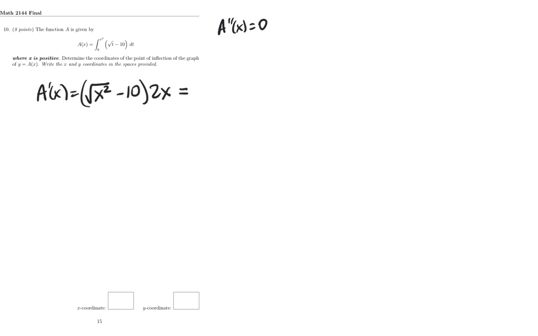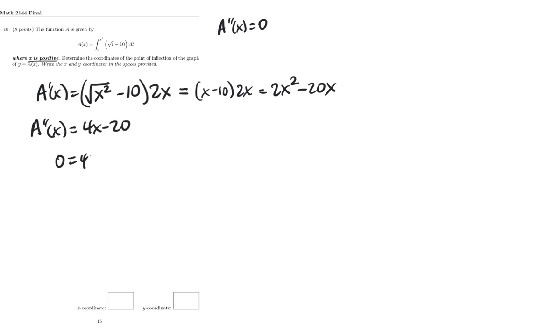So square root of x squared becomes positive, and it says that x is positive, so I know that the square root of x squared is positive x. So that'll give me x minus 10 times 2x, which is 2x squared minus 20x. Okay, and then a double prime of x will be 4x minus 20. So if I set that equal to 0, I'm going to get x is equal to 5.